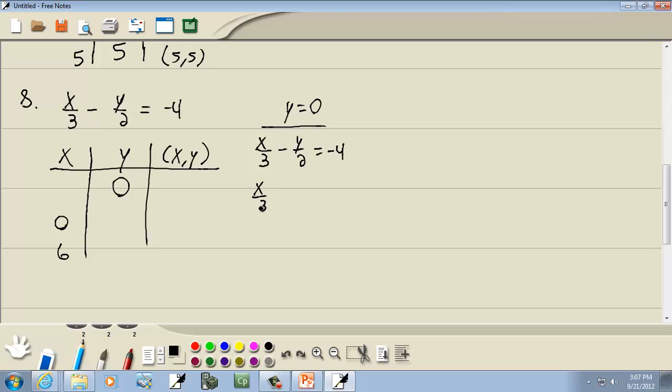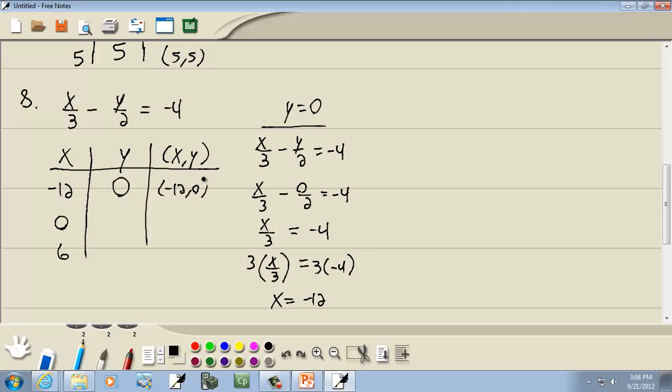So we get x over 3 minus 0 over 2 equals -4. Now 0 divided by anything is 0, so that drops away. So we get x over 3 is equal to -4. Remember our steps for solving a linear equation. When we've got a fraction, we multiply everything by the LCM of all our denominators. We only have one denominator, so that is our LCM. So we'll multiply everything by 3. So we'll multiply the x over 3 by 3 and the -4 by 3. Well, 3 times -4 gives us -12. So we put -12 in here. And this point would be (-12, 0).